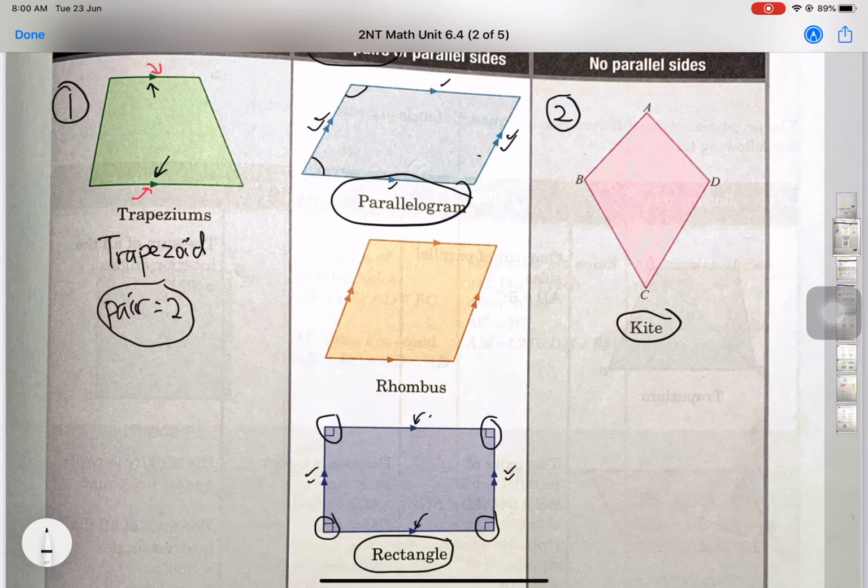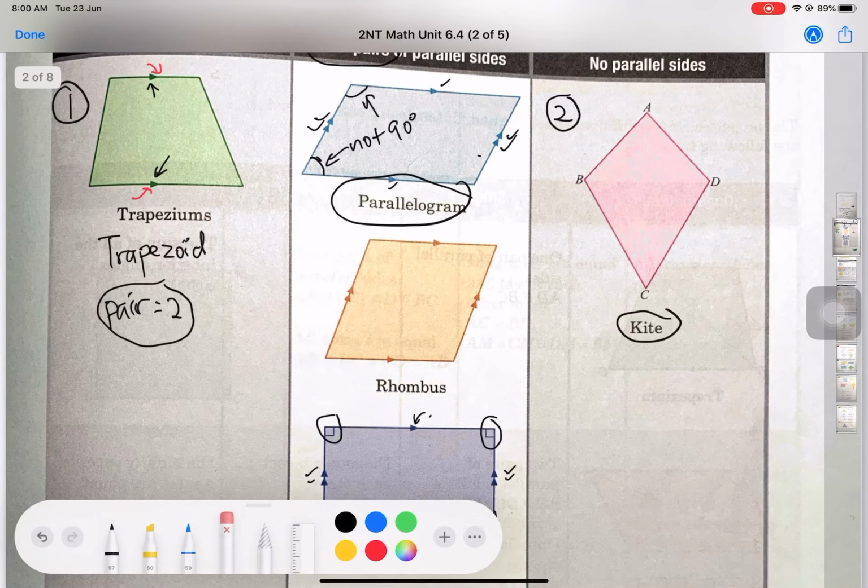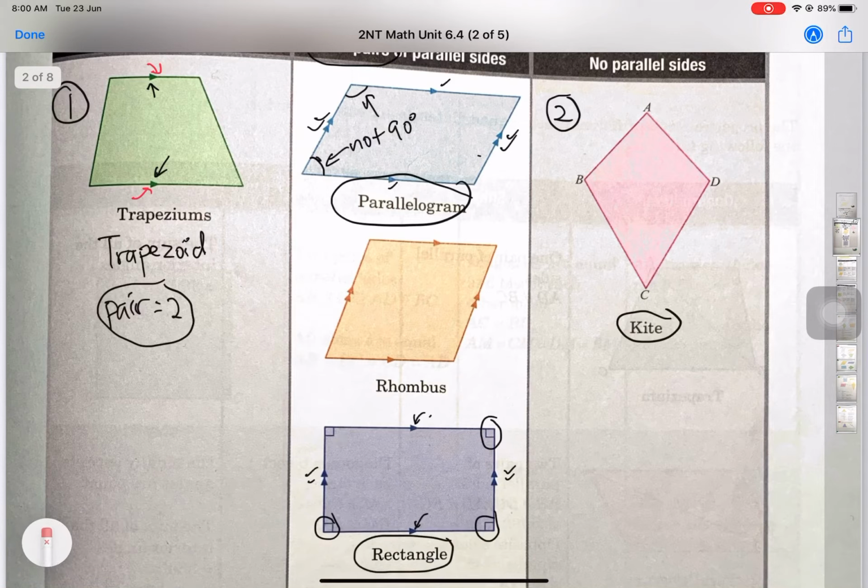Whereas parallelogram, the angle here is not 90 degrees. Okay, not 90 degrees. So what if they become 90 degrees? Then they become a rectangle. Parallelogram will transform to a rectangle when the angles at the 4 corners are 90 degrees. Transformers. Okay, so anyway, over here, I want you to also take note of this about rectangles and parallelograms.